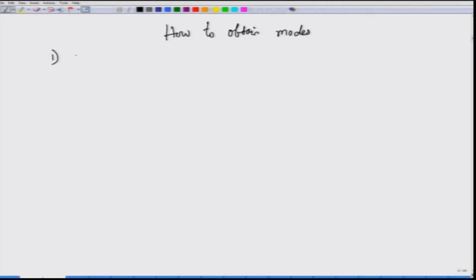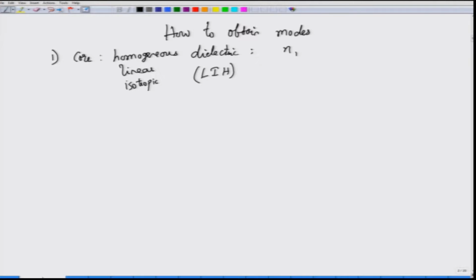Assumption number 1, I am going to assume that the core is filled with homogeneous dielectric. It is characterized by a single parameter N1, which is the refractive index, and it is completely independent of x, y and z. It is also independent of the direction of the coordinate system. Therefore, N1 actually is the result of a linear, homogeneous and isotropic medium. Linear, isotropic plus homogeneous dielectric. So you can capture this by saying LIH dielectric.